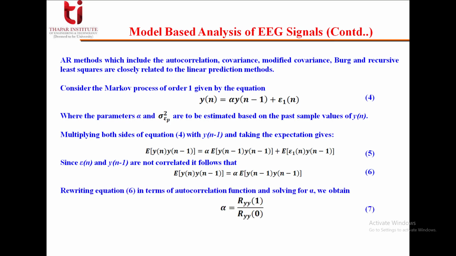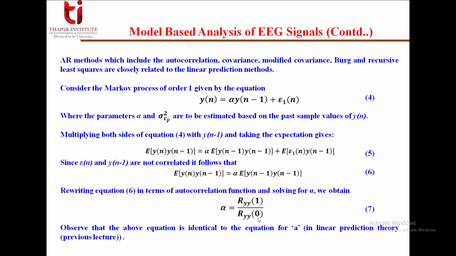And this is nothing but the autocorrelation function at time lags 0 and 1. So from here we can calculate the parameter alpha, which is nothing but the autocorrelation at time lag 1 divided by the autocorrelation at time lag 0, so R y 1 and R y 0. The above equation is identical to the similar equation we discussed in linear prediction theory. There it was A instead of alpha, and here we are taking alpha, but it is the same kind of equation.